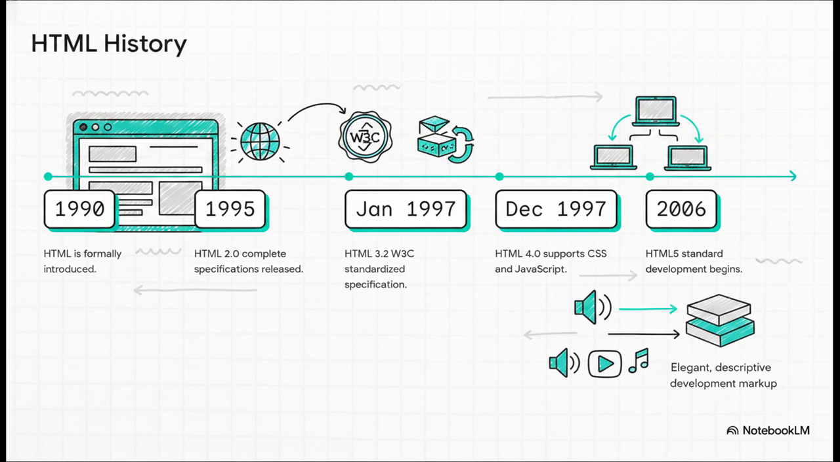A major milestone hit in January 1997 with HTML 3.2, which was the first standardized specification by the W3C, the World Wide Web Consortium. Later that same year, HTML 4.0 brought critical support for CSS and JavaScript into the mix. But the real revolution kicked off in 2006, when the W3C partnered with the WHATWG group to start developing HTML5.